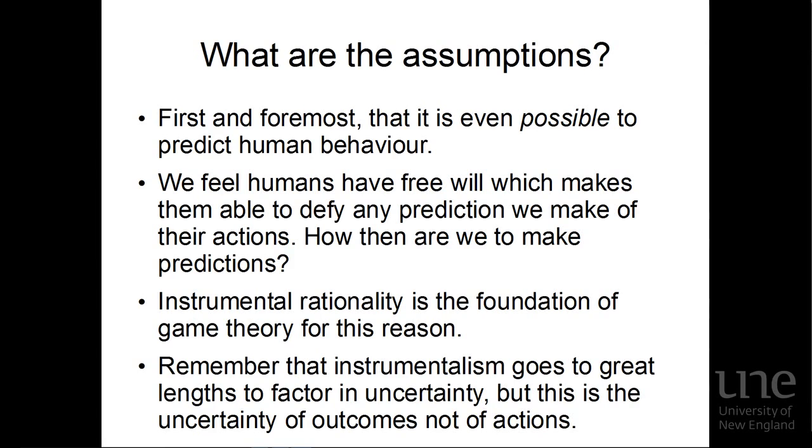Remember that instrumentalism goes to great lengths to factor in uncertainty in terms of expected utility and so forth. But this is uncertainty of outcomes, not of the actions themselves. Now, the outcome uncertainty is part and parcel with the actions selected to achieve those outcomes. But in game theory, that uncertainty of outcomes is also partly determined by another factor that we can actually work out, and that is the decisions of other people. So the uncertainty in regular instrumentalism is not quite the same uncertainty as in game theory, so just be aware of that.